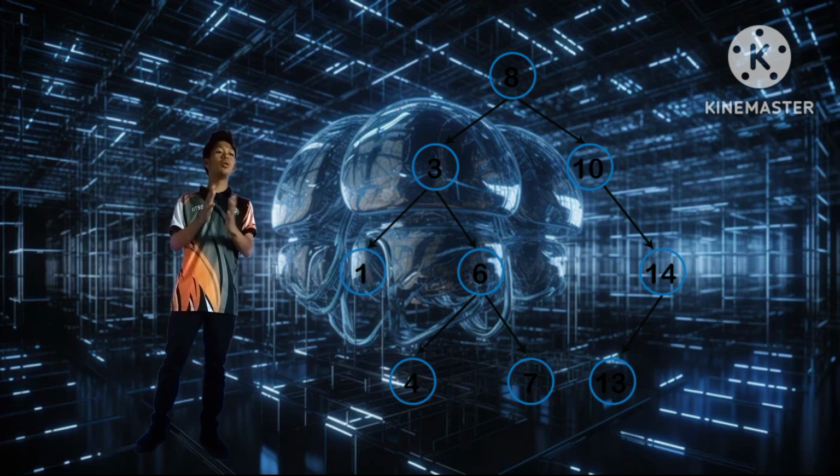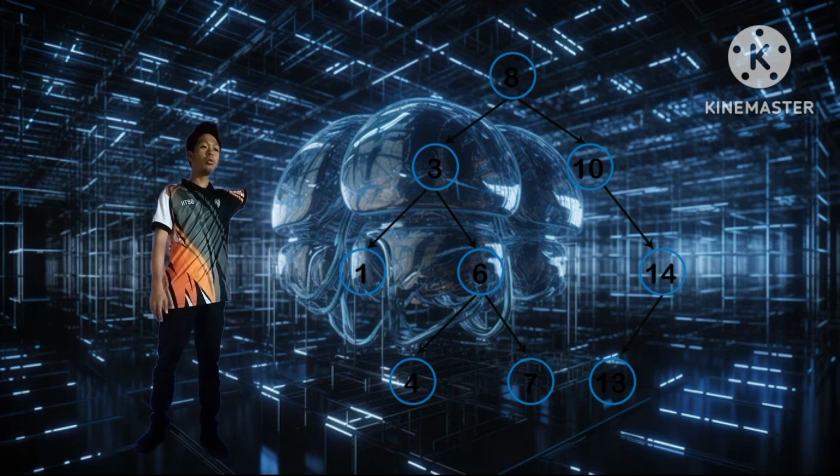It is a collection of nodes connected by edges, with parent-child relationships with other nodes. The topmost node in a tree is called the root, and the nodes with no children are referred to as the leaves.